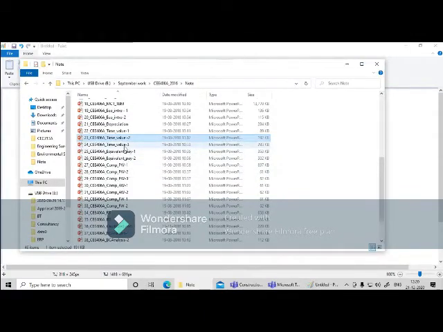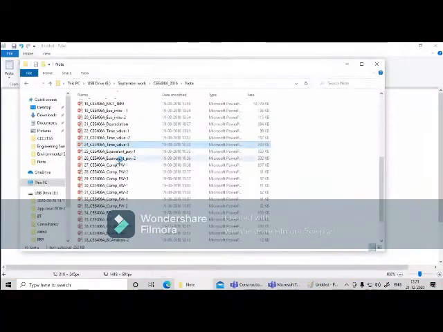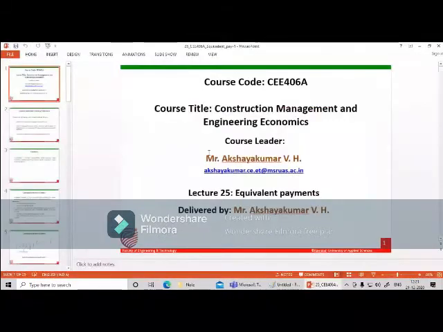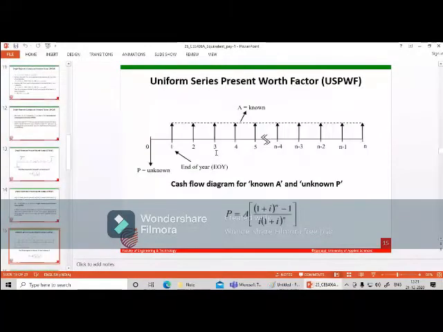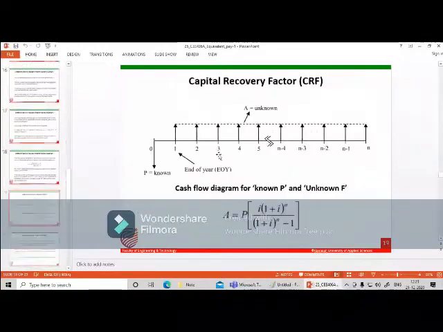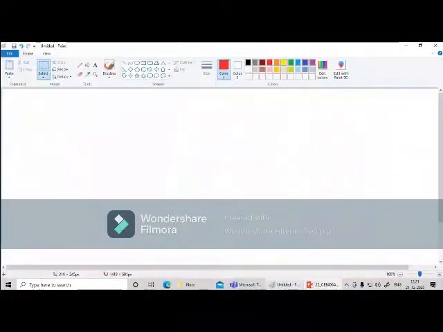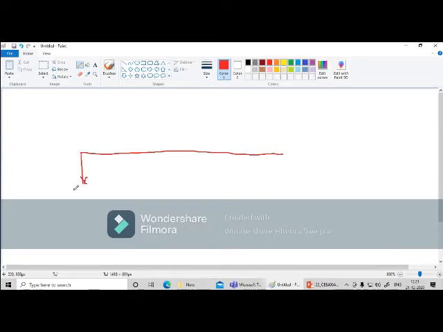So before going to the next step, I'll explain whatever you are seeing in this PPT, all these notes, in a single table. Okay. So see, I have drawn a cash flow. So this is some cash flow. There is some outflow.